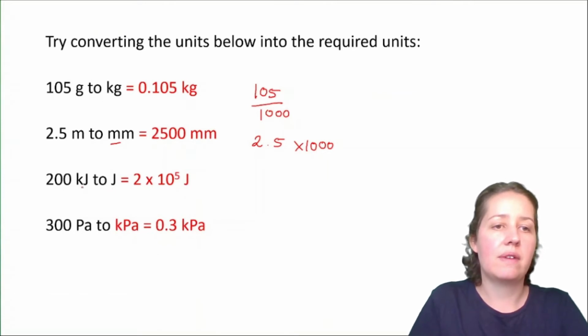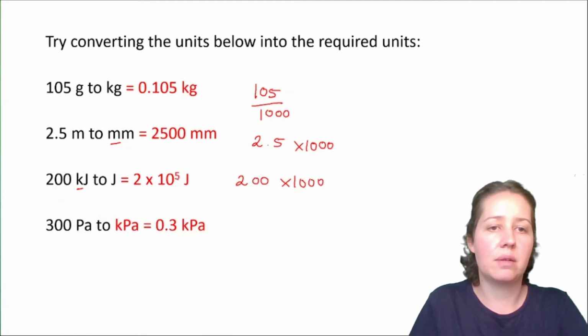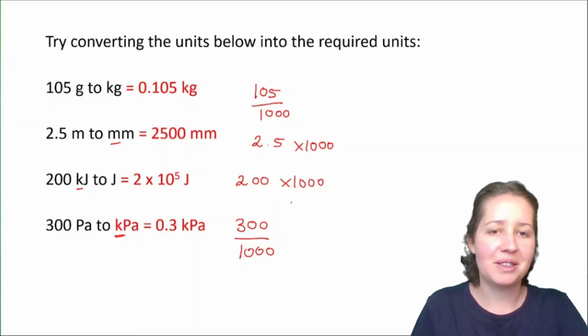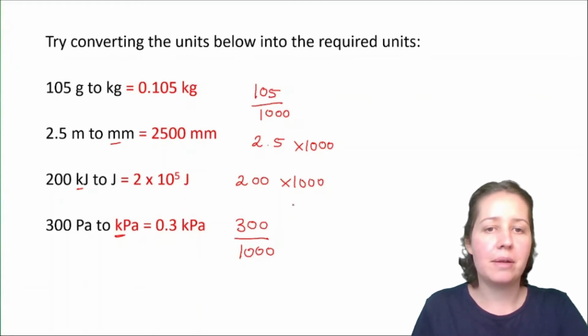Kilojoules to joules, units of energy. The kilo tells us it's 1,000 conversion factor, so 200 times 1,000. When you add your zeros together, you have 5 zeros, making it 2 times 10 to the 5 in standard form. Pascals, units of pressure. Doesn't matter if you know that though, because your clue is in the kilo part, the kilopascals. So we are going to a bigger unit, so we need to be getting smaller. So 300 divided by 1,000 gives you 0.3 kilopascals as your answer. Well done if you got those right. If not, don't worry, there will be more examples in your consolidation exercises for you to practice.